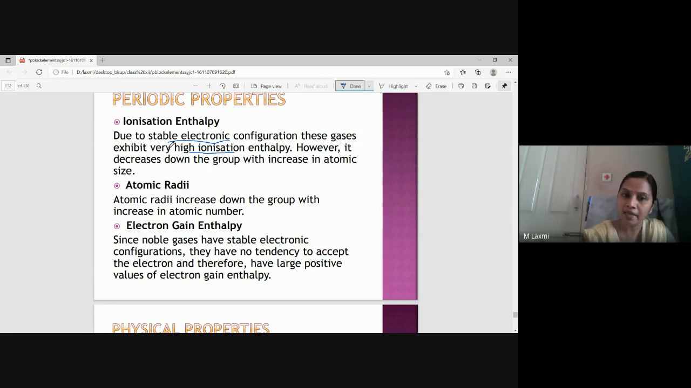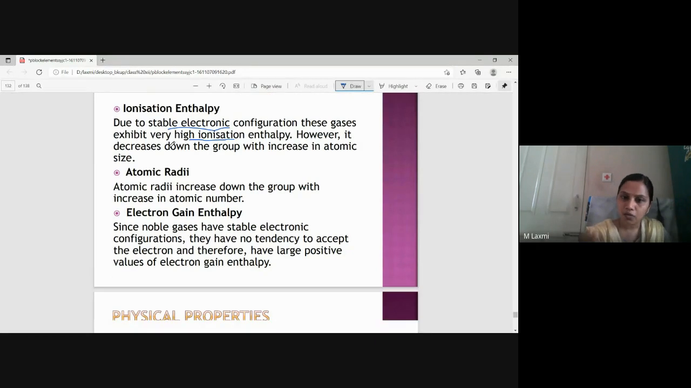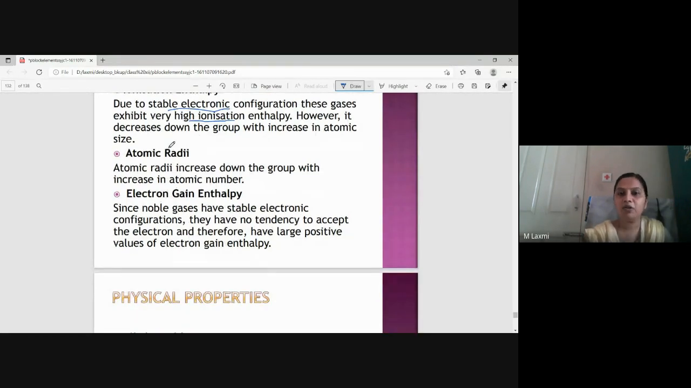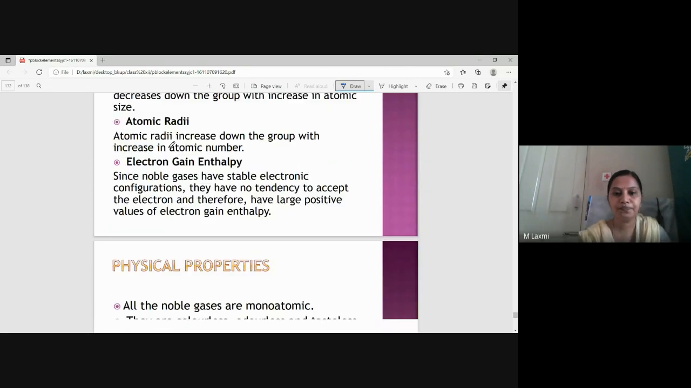What about radii? Atomic radii also increase as we move down the group, because size increases as atomic number increases. And what about electron gain enthalpy? There is no need to accept an electron because they are already stable. Therefore, they have a large positive EGE value. So their EGE value will be more positive.